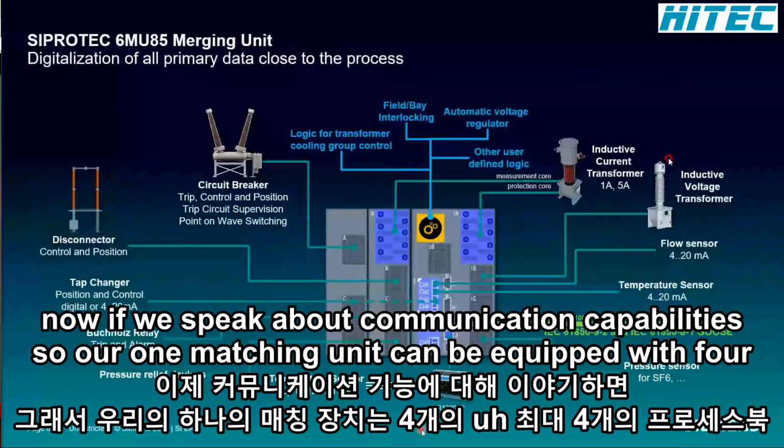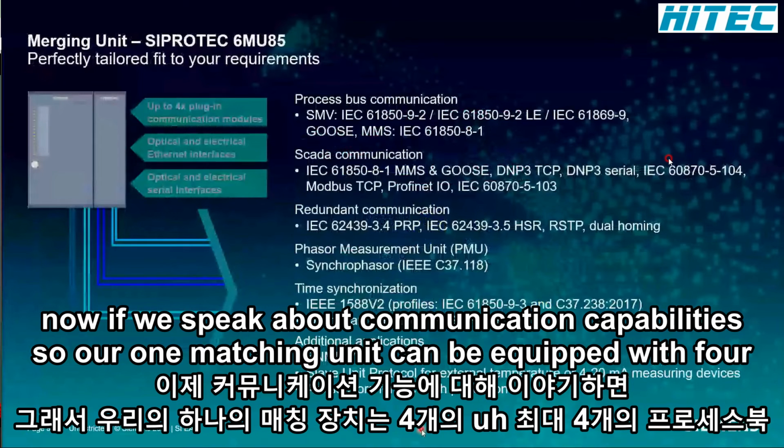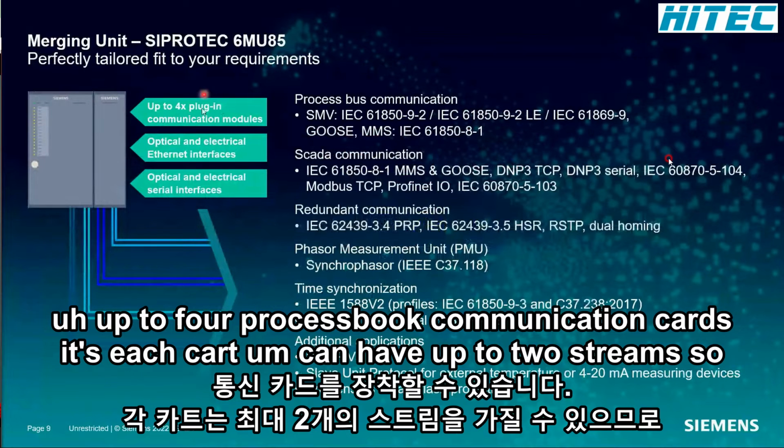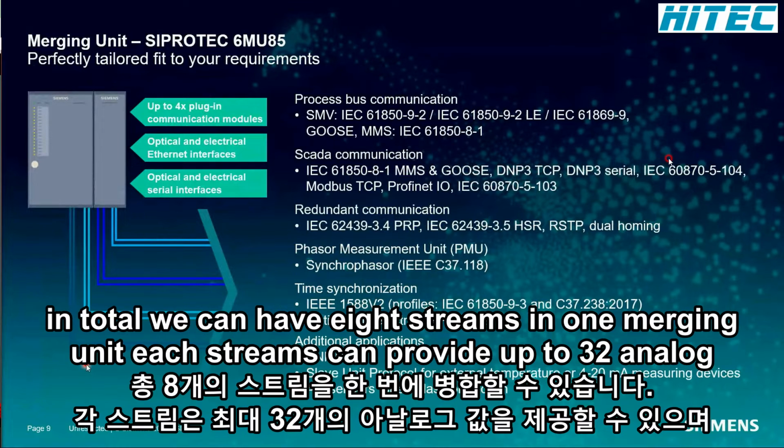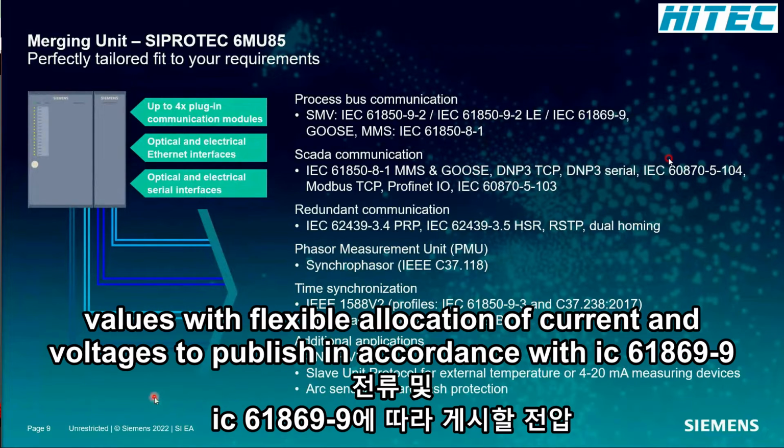Now, if we speak about communication capabilities, our one matching unit can be equipped with up to four process bus communication cards. Each card can have up to 2 streams. So in total, we can have 8 streams in one matching unit. Each stream can provide up to 32 analog values with flexible allocation of currents and voltages to publish in accordance with IEC 61869-9.